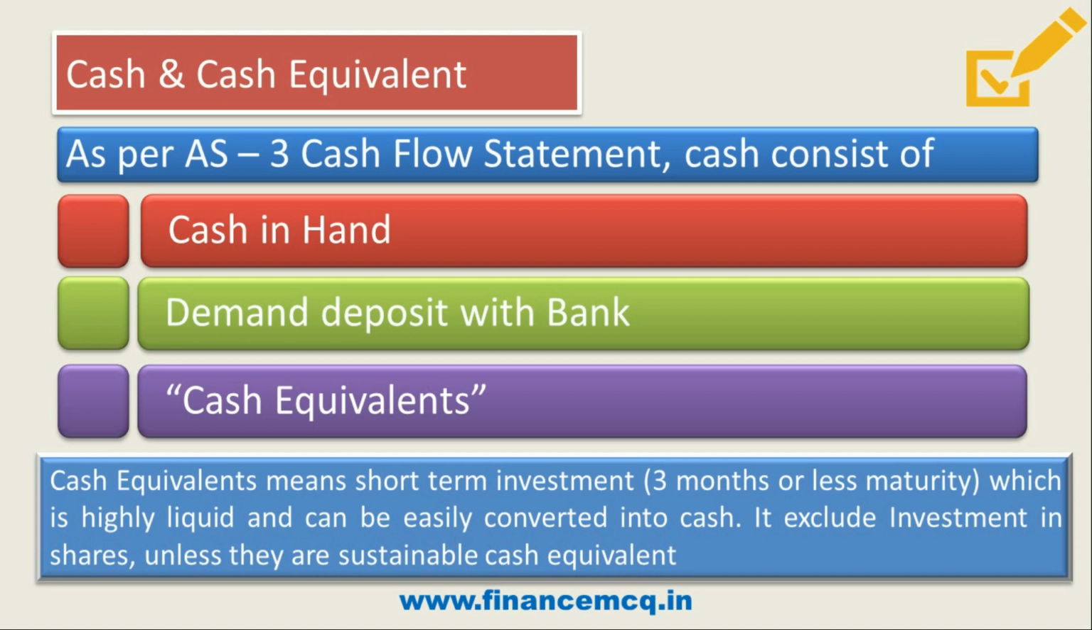So I hope this is clear that your cash and cash equivalent will consist of cash in hand, any deposits with the bank, and your cash equivalents. Your cash equivalent will consist of your short term investments which have a maturity period of 3 months or less. So let's move to our next point.